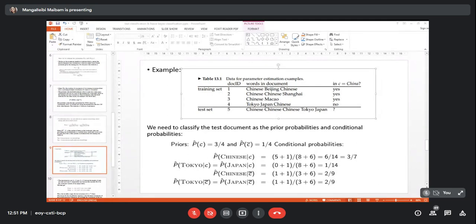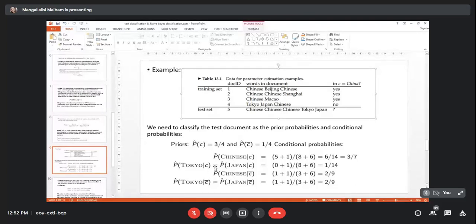5 plus 1 is from the formula, Laplace smoothing, add one. 8, you know, is the document length. 6 is the number of unique terms. Similarly, we are calculating for Tokyo and Japan. Since Tokyo occurs only one time, it will be similar for Japan.